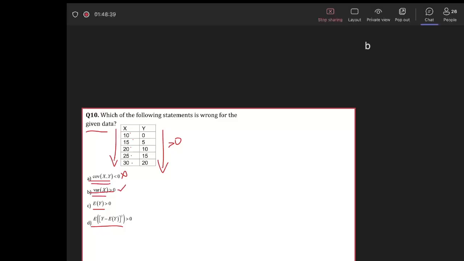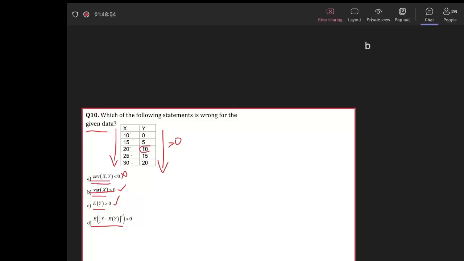And option C is expectation of y greater than 0. Expectation of y is the mean. If you take the mean of it, the value will be 10, which is greater than 0. So this is also correct.